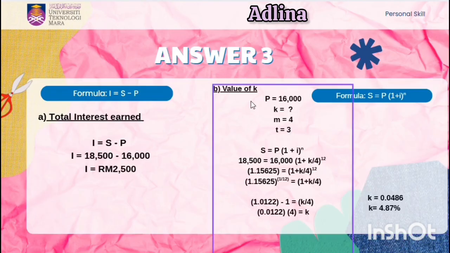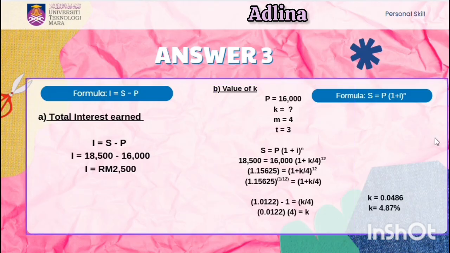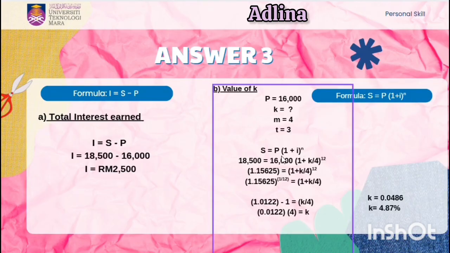To find the value of k or interest rate, which is the percentage, you need to use the formula of compound interest. S equals to P, bracket 1 plus i, power of n. So P is 16,000, k is unknown, m is 4, and t is 3. So write S is 18,500 equals to 16,000, then the bracket of 1 plus k over 4, power of 12, because of m times t. So you will get 4 times 3 equals to 12. Then you move the 16,000 to the left side and you will get 18,500 divided by 16,000, which is 1.15625. And the right side remains.